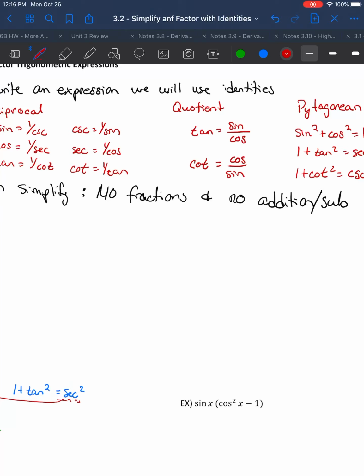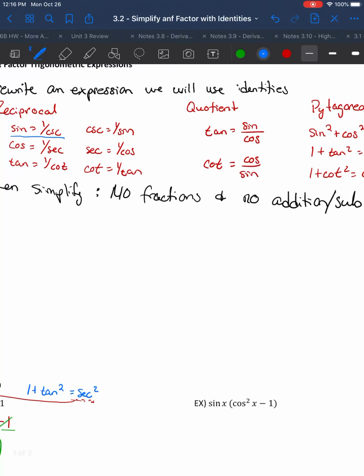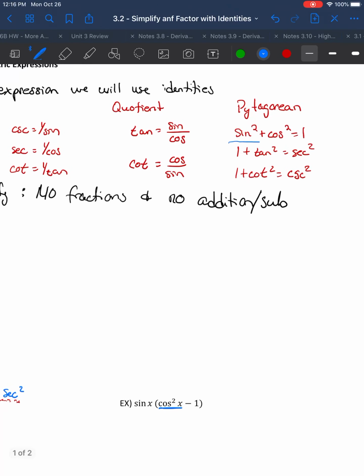Sine of x. There are some identities with sine of x. I've got 1 over cosecant equals sine, but that's going to put a fraction into my problem, and my ultimate goal is to have no fractions, so let's probably not do that. The next thing I see is this cosine squared. Hey, there's an identity that's got a cosine squared in it: sine squared plus cosine squared equals 1. I'm going to write that down here so that I can manipulate it.